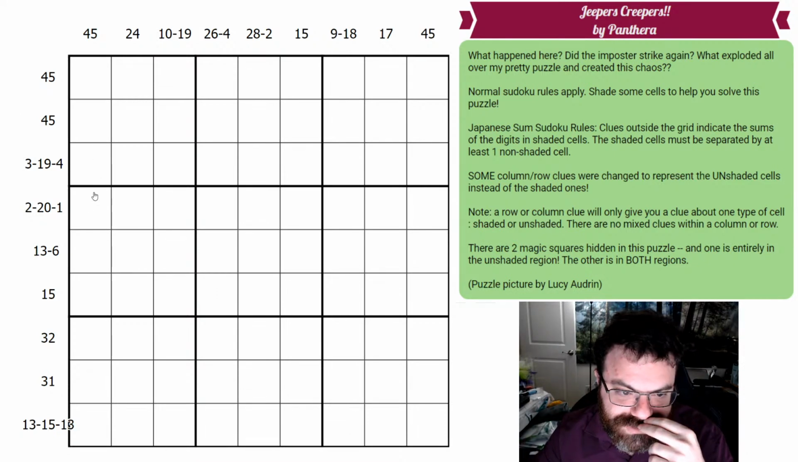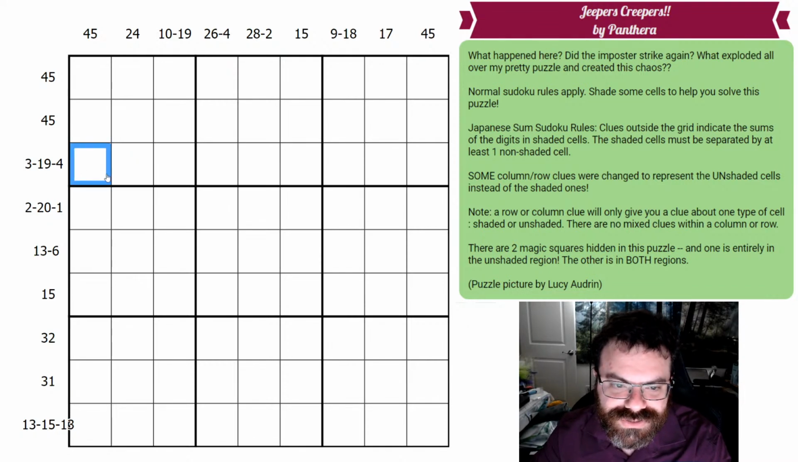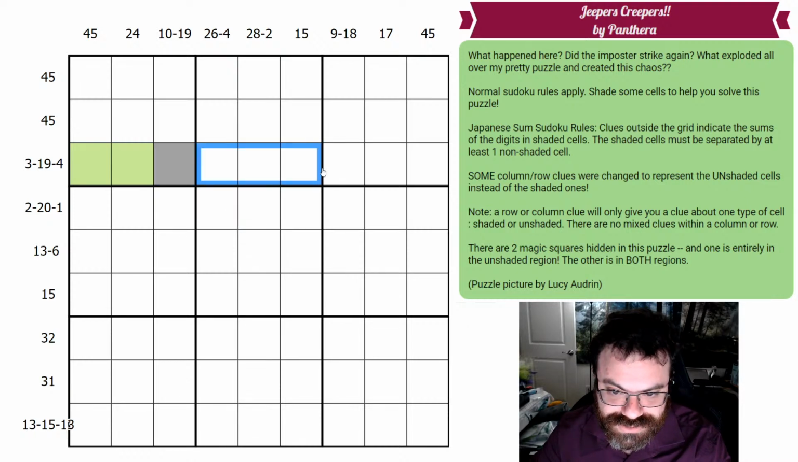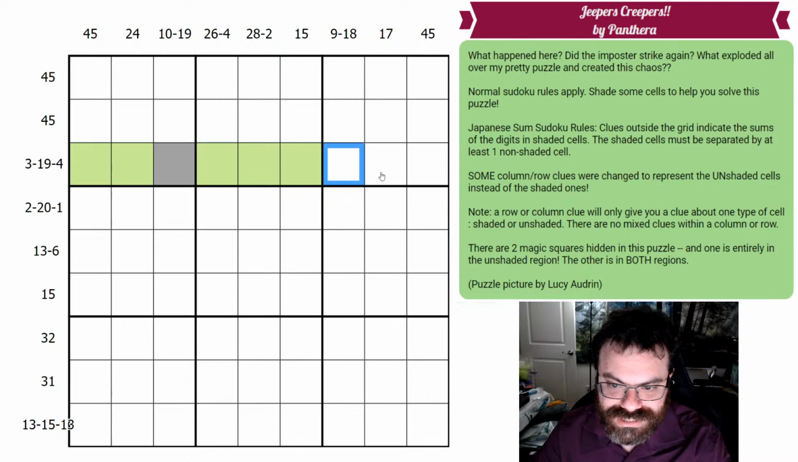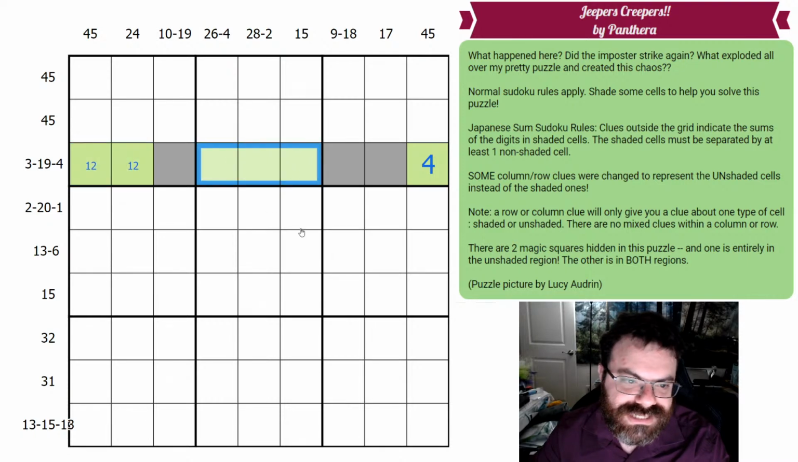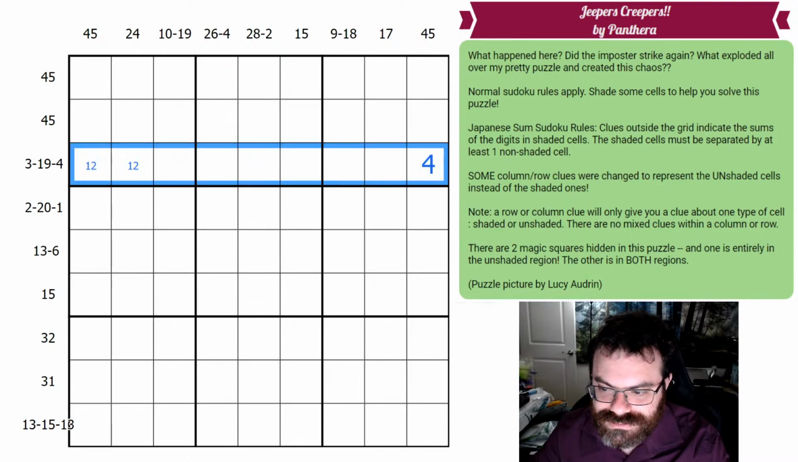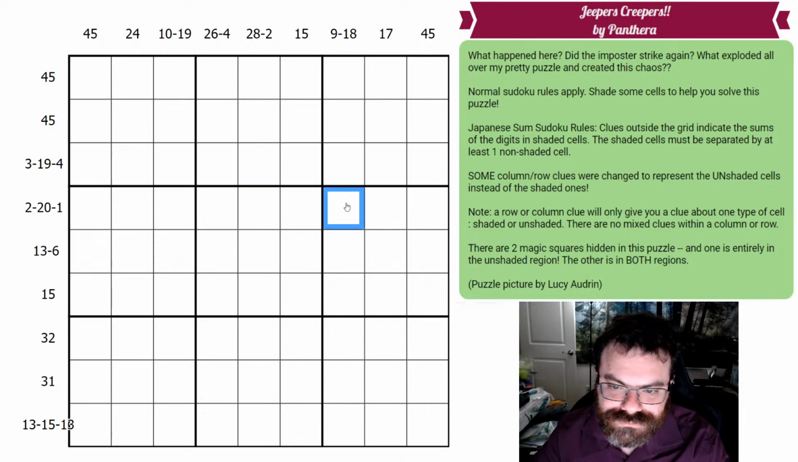So, for those who haven't seen it, let's take this 3, 19, 4, for example. We could do, say, a 1, 2. Then we have to have an unshaded cell. And then we do, say, 19. And then we could have, say, 2 unshaded cells and then a 4. And they have to be in that order. So this would be like 1, 2, 4. And then these would add to 19. So that's Japanese sums.